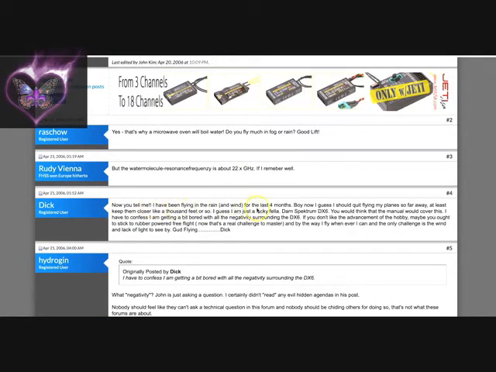I've been flying in the rain and wind for the last 4 months, but boy, now I guess I should quit flying my planes so far away, at least keep them closer, like 1,000 feet or so. I guess I'm just a lucky fella. Damn, Spectrum DX6, you would think that the manual would cover this. I have to confess I'm getting a bit bored with all the negativity surrounding the DX6. If you don't like the advancement of the hobby, maybe you ought to stick to rubber-powered free flight. Now that's a real challenge to master. And by the way, I fly whenever I can, and the only challenge is the wind and lack of light to see by. Good flying.